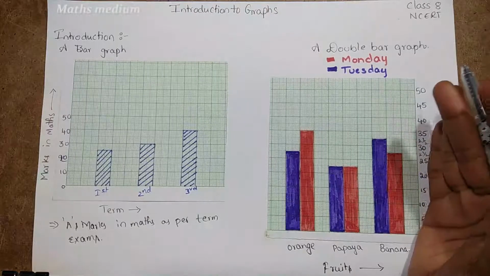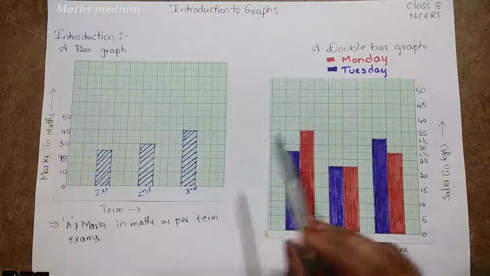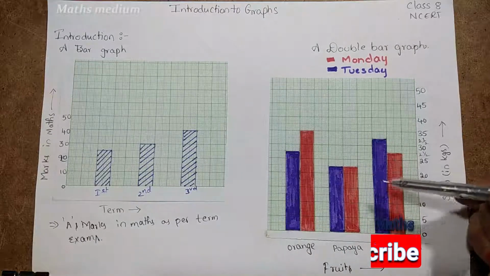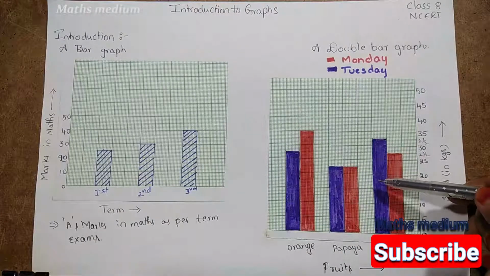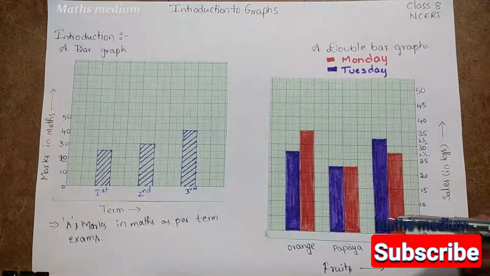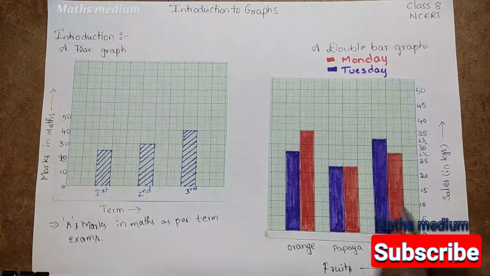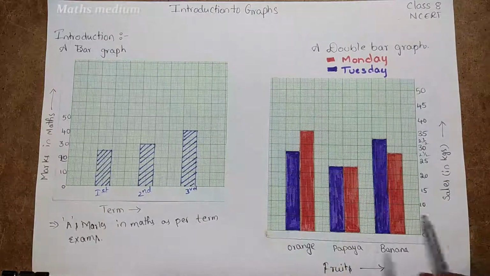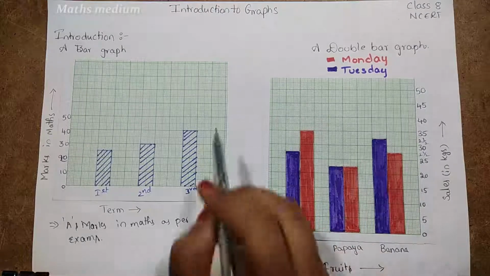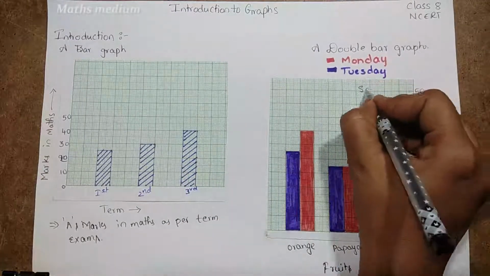So from this double bar graph, we can form a tabular form. And if any questions are asked from this double bar graph, we can answer easily through this visualization of the double bar graph. And one more thing: by using this we can answer any questions, right? Here one thing we missed, that is scale.